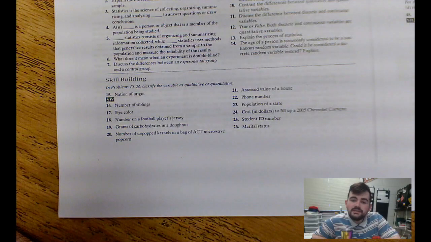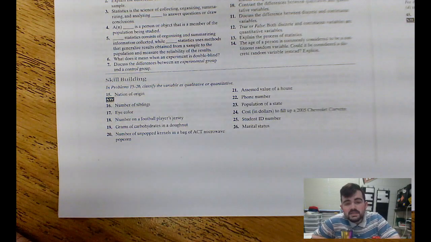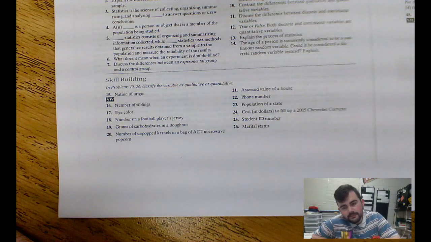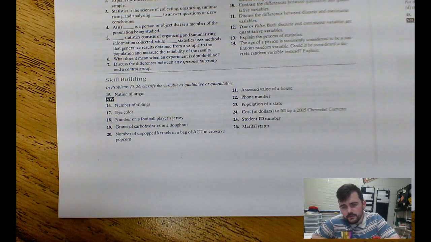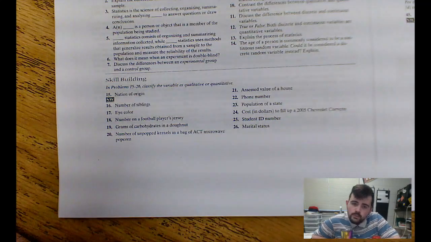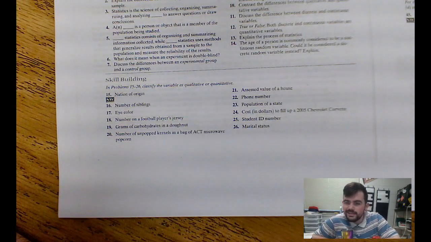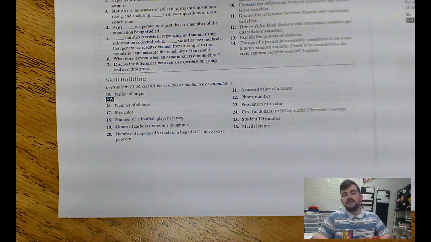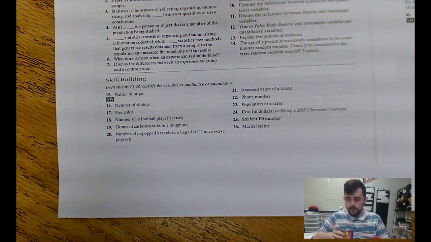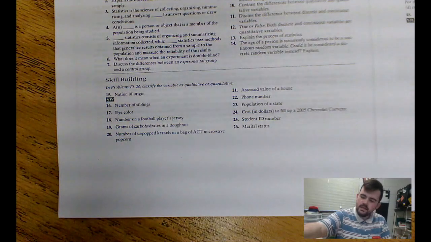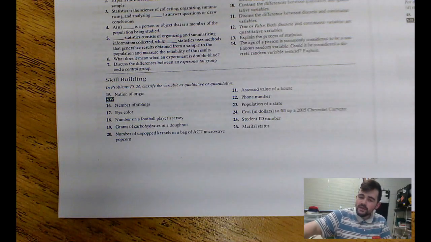25, student ID number. It is a number, but it's qualitative data. Because finding the average student ID number, yeah, you could find the average, but what good would that do for you? And 26, marital status. That means like, are you single? Are you married? Are you divorced? Are you widowed? All those kind of things that people could answer on like a census, right? That is, again, qualitative data. Or, excuse me, I keep saying data. That would be a qualitative variable.